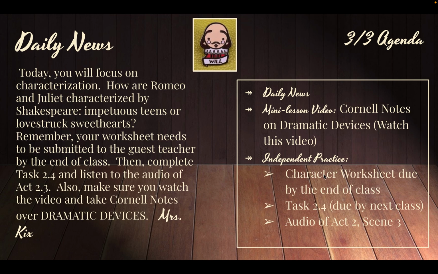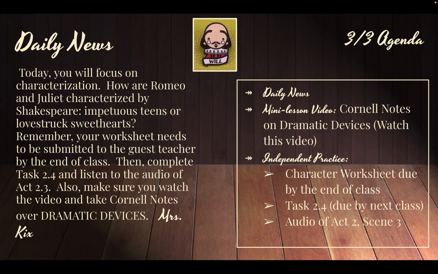Your character worksheet is due by the end of class. That's Romeo on one side, Juliet on the other side, really thinking through those things. And then task 2.4 is due by the next class. So please make sure that you complete that task and then listen to the audio of Act 2, Scene 3. I tell you in the slides where that audio begins and where you need to start, okay?